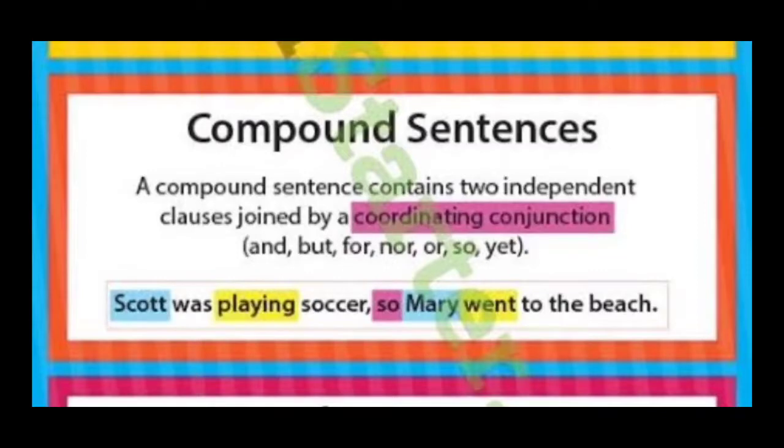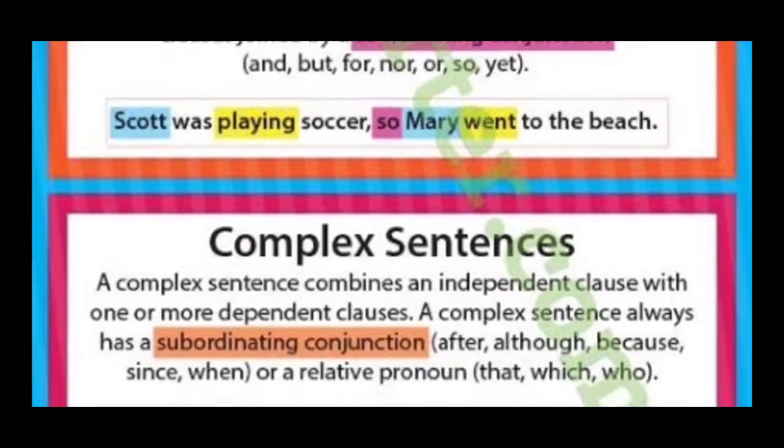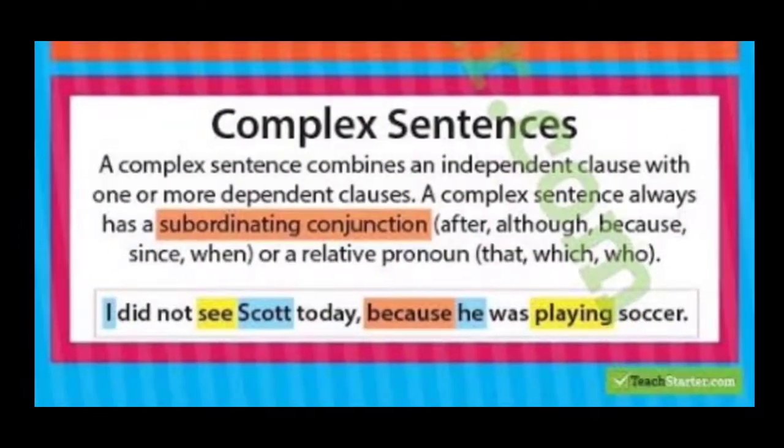Look at the example. Scott was playing soccer, so Mary went to the beach. So this was the compound sentence. Be clear, children, a compound sentence contains two independent clauses joined by a coordinating conjunction. Okay, so the next sentence type is the complex sentence.